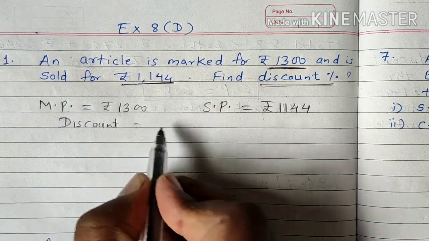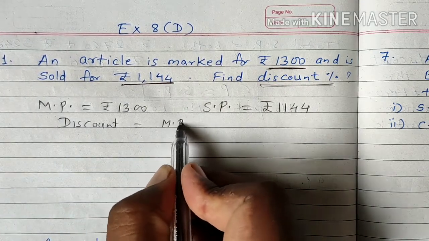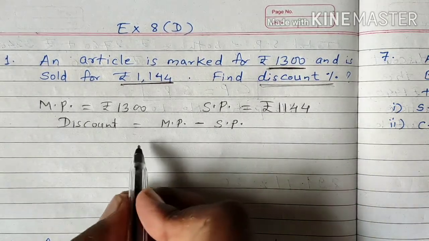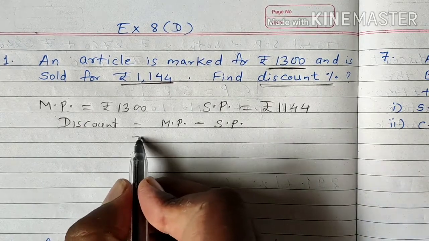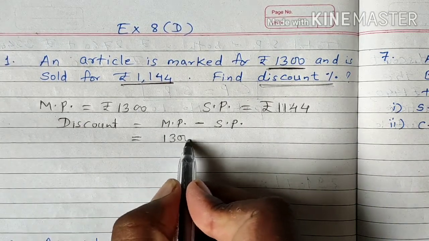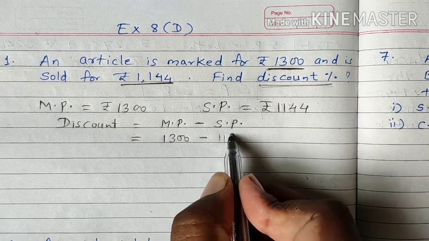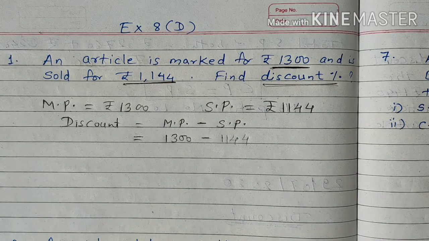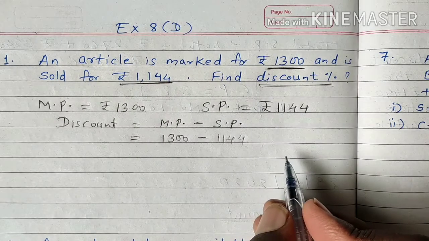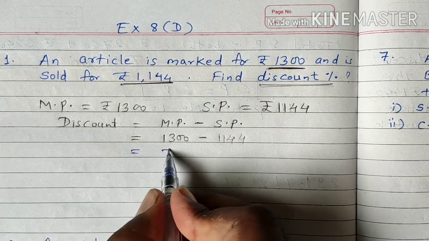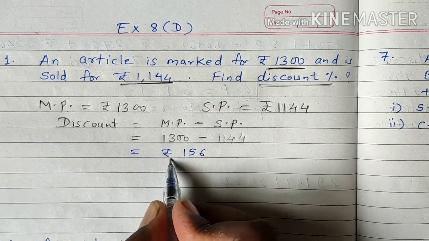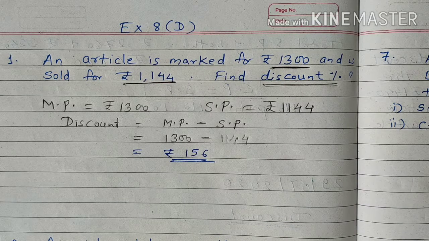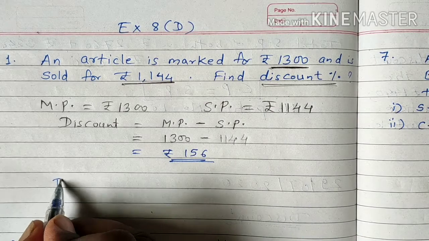So discount will be market price minus selling price. Here the market price is 1300 and selling price is 1144. Subtraction of these two gives us rupees 156. Rupees 156 is the discount. Okay, now let us find the discount percent.